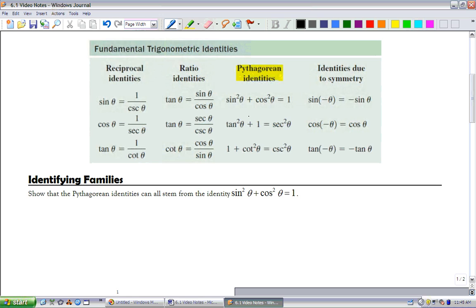Anyway, these are huge. We end up using these a lot, and so you need to be very familiar with them. And then the identities due to symmetry. Now, all of these, what they do is they tell us that for any theta we put in here, the statement would be true. It doesn't matter what you pick. All right? So these we are going to end up using to verify other trig substitutions, and we'll get to that. But you need to be familiar with these, and as far as memorizing them, I would. It comes up a lot.